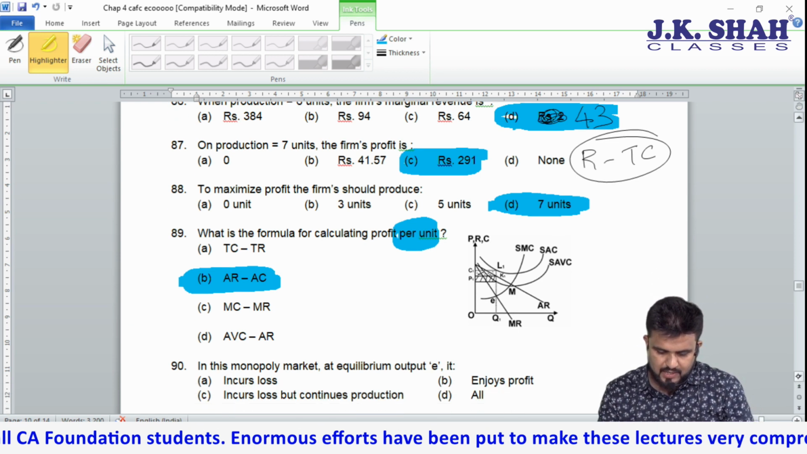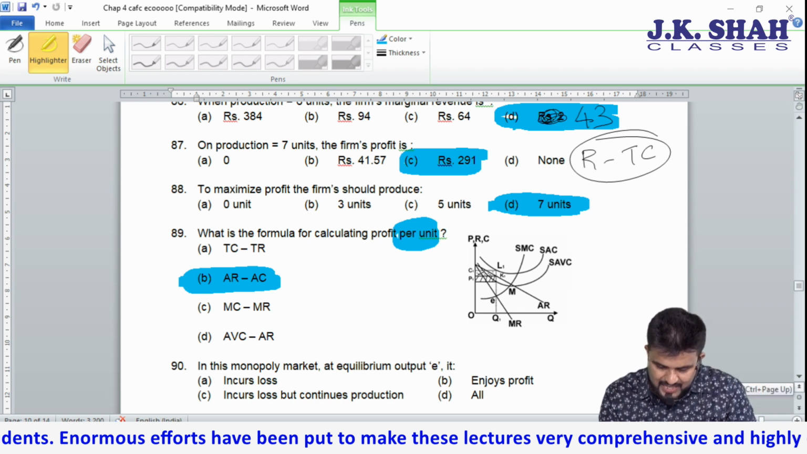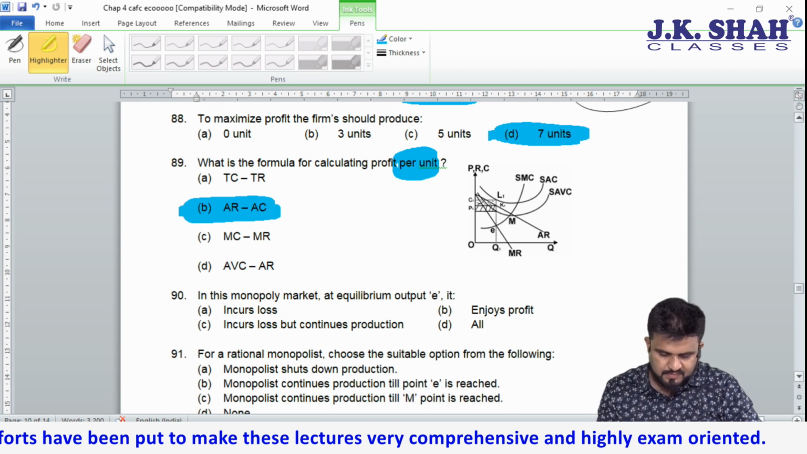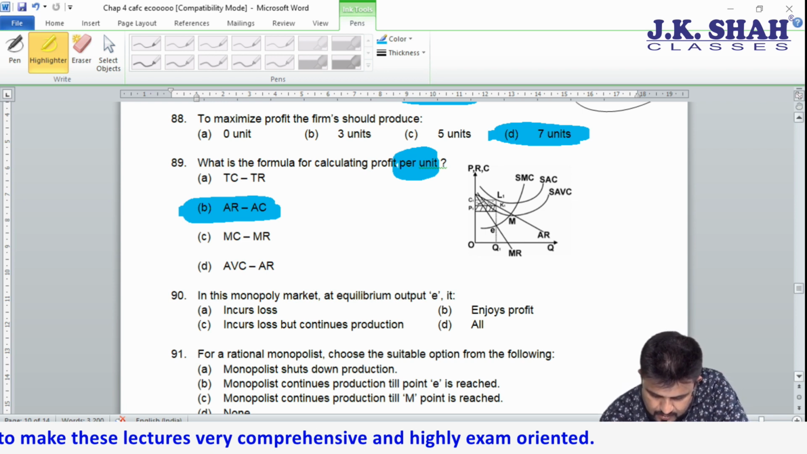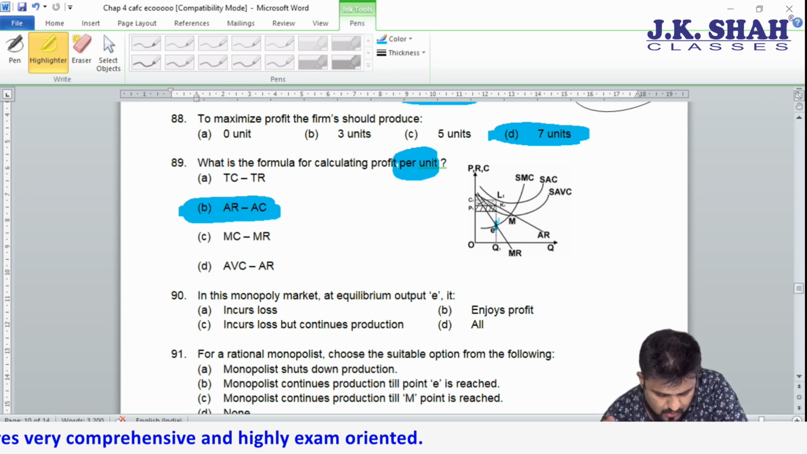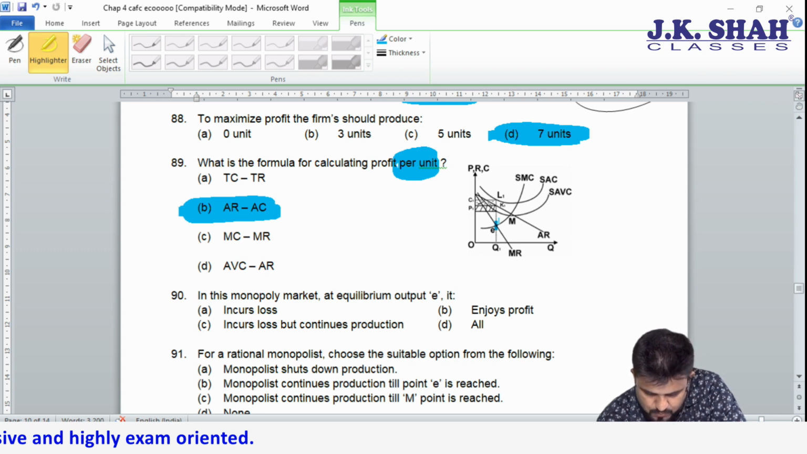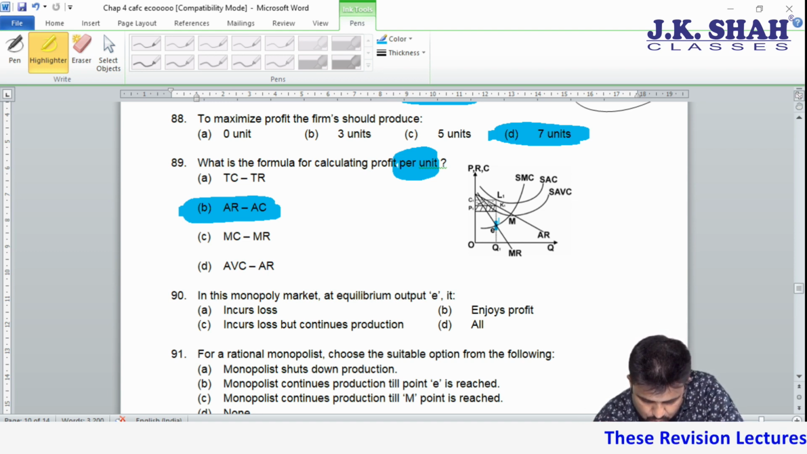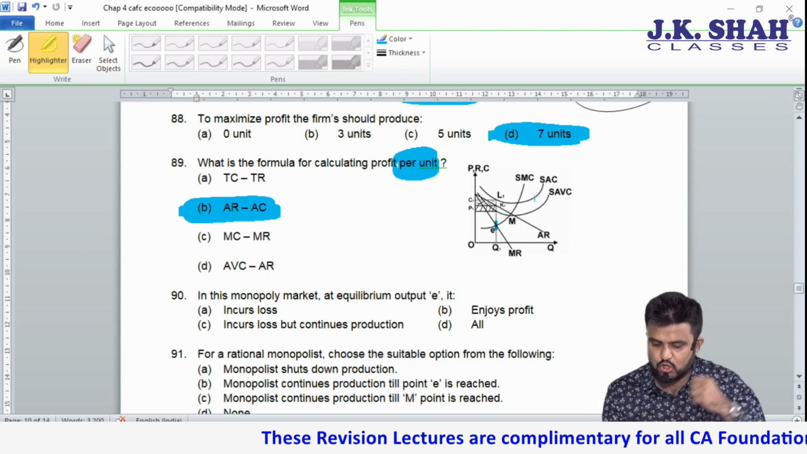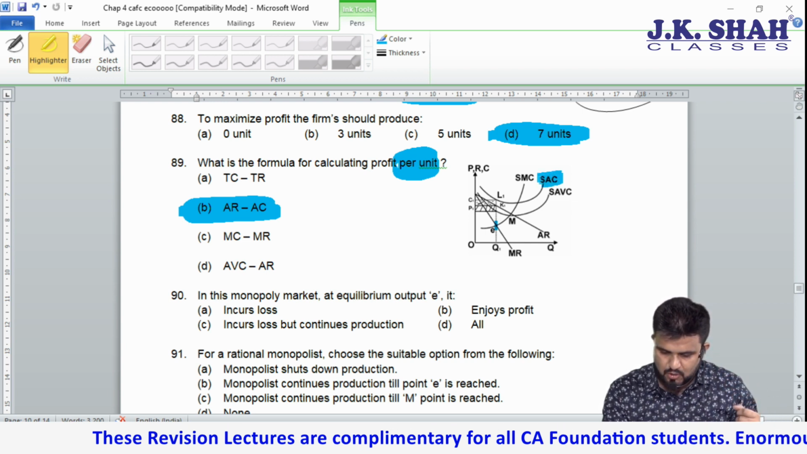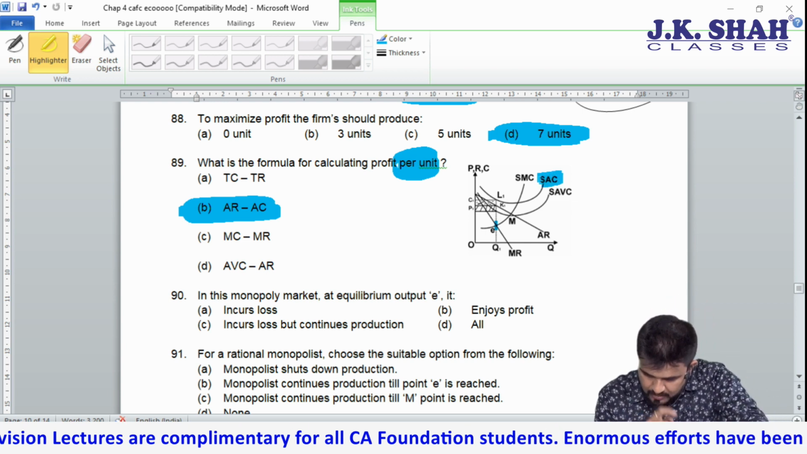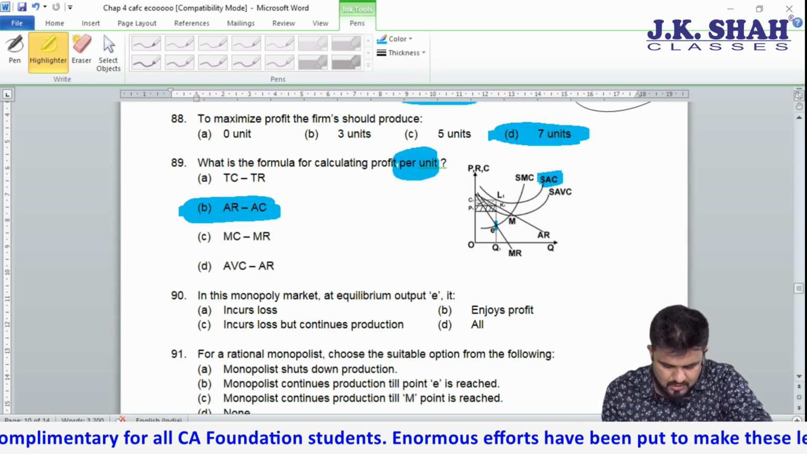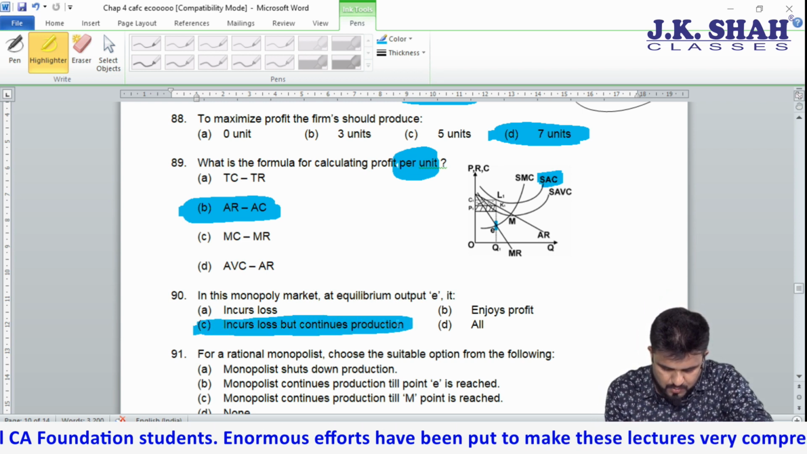Next, in monopoly market, at equilibrium point E, look at the above diagram. At point E, so at this point they are telling, incurs losses, enjoys profit, incurs loss but continues production, all. So can I say at point E, AVC is below, average cost is above. If you look at this, this is above, which means a firm is incurring losses, but they are able to recover AVC in this. So I would say incurs loss but continues production.